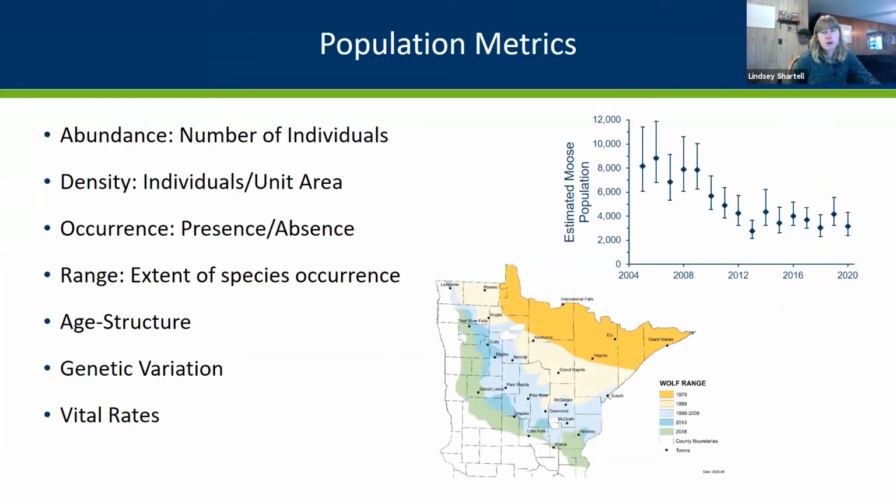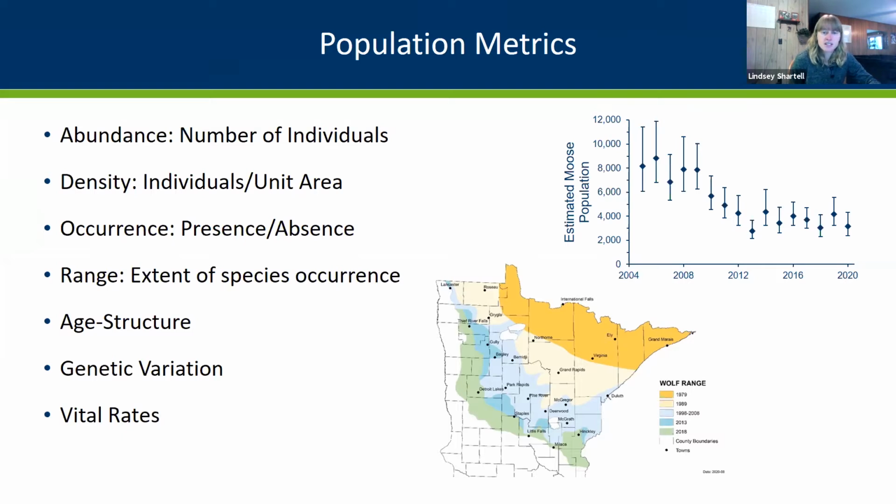So there are a number of different population metrics that can be collected to tell us something about a wildlife population. Depending on the species, your question, the logistics, you might collect one or many of these different metrics. Abundance is the number of individuals. For example, the estimated moose population in Northeast Minnesota. Density is the individuals per unit area. Occurrence is the presence or absence of a species. Range is the extent of species occurrence. For example, the wolf range and how it's expanded over time in Minnesota.